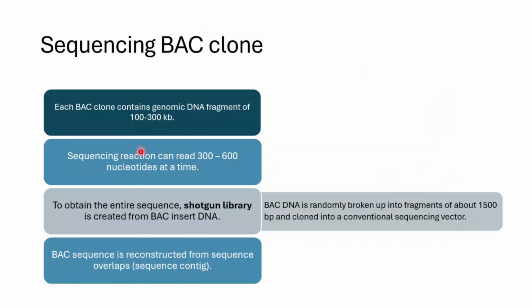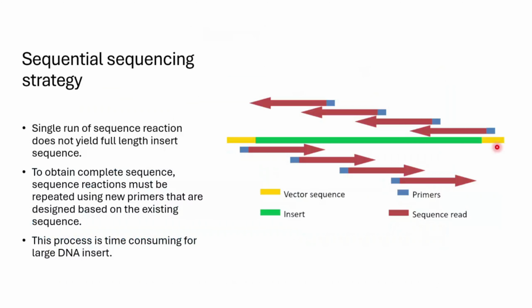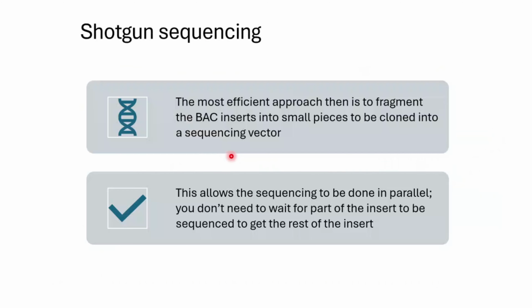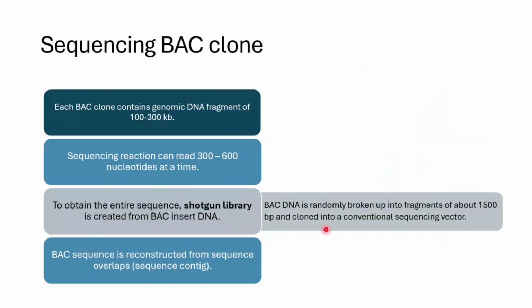So the sequencing reaction can read, at this point, about 300 to 600 nucleotides at a time. So you can imagine that a 100 kb fragment will never be sequenced in one go. And so you need to break your DNA into fragments that are about 1,500 bases long.